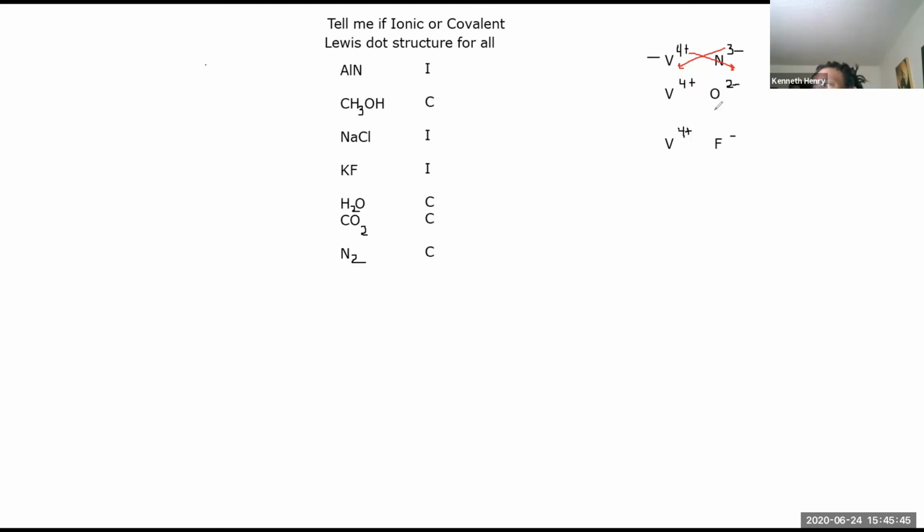Okay, what about this next one? So this one's going to be V2 negative O4 plus. Would it be V2 negative O4 plus? Is that the lowest common denominator, or lowest common number, that we could have? So in this case, do you need to cross multiply? That's what I'm asking.